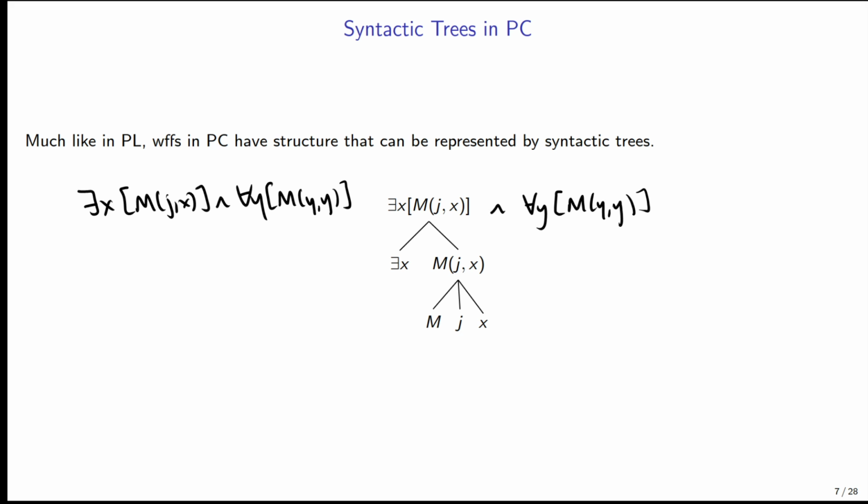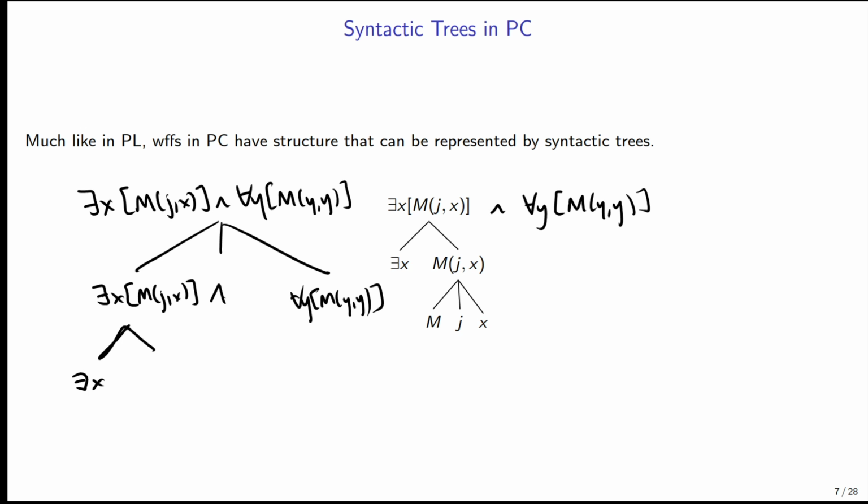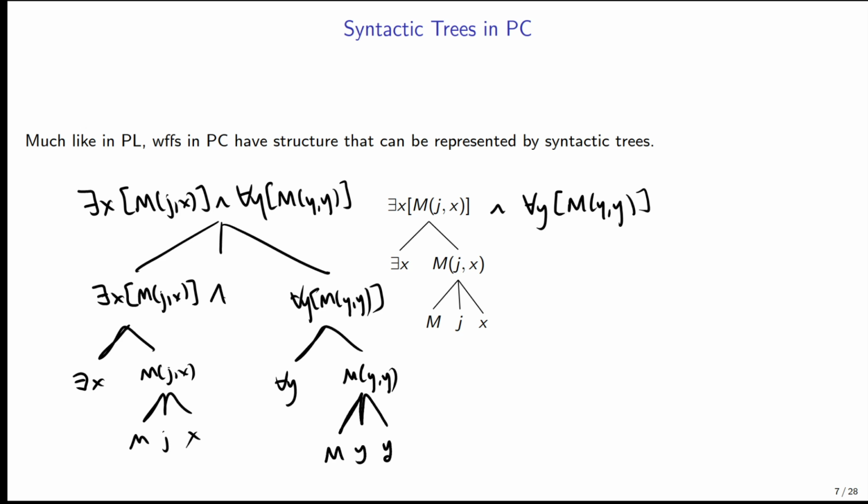Now I use square brackets after quantifiers just because I find it easier to see how long the quantifier stretches, at least what it scopes over. We'll talk about that term next video. But you can use really whatever brackets you want. It doesn't matter. I think the square brackets just make it easier to read. Anyway, so this would split into three components, there exists x, Mjx, and for all y, Myy. And then this would split as normal. So there exists x, Mjx on the left, Mjx gets broken up, and then on the right we'd have for all y, Myy, and this would split up into three components, M, y, and y.